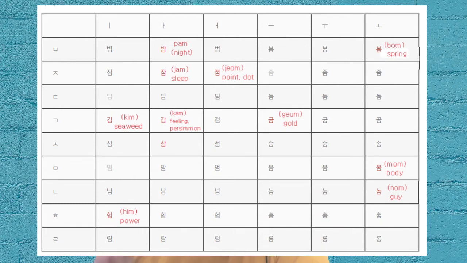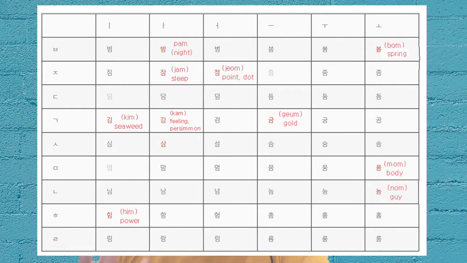Jam. Jam is sleep. And then Jom. Jom is point or dot. Okay. So Jum, Chom. Chom means parang slide. Okay, and then Tim, Tam, Tom, Tum.